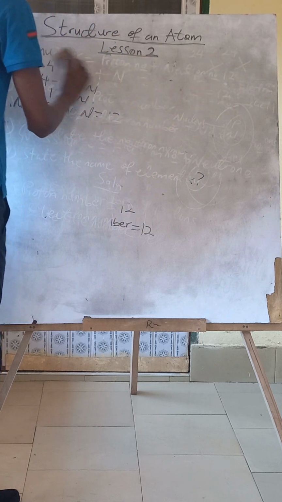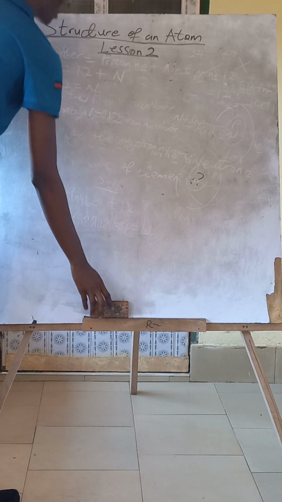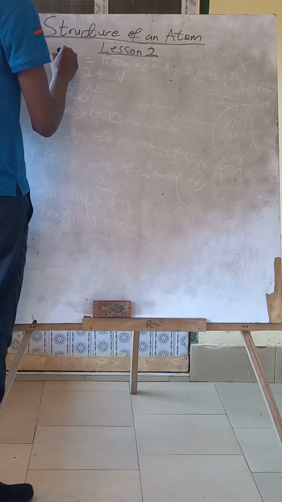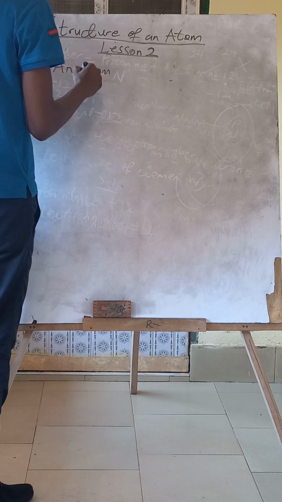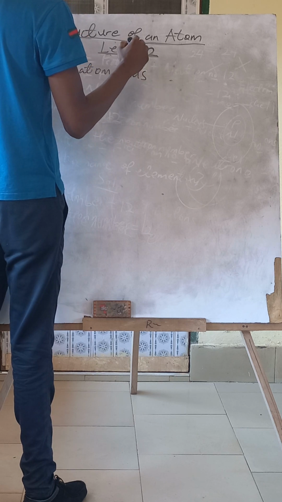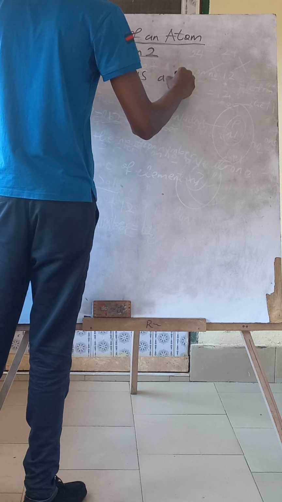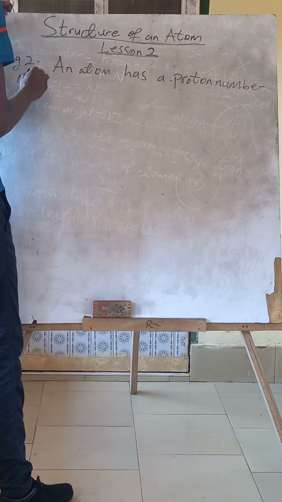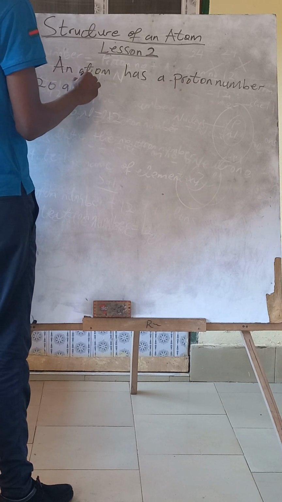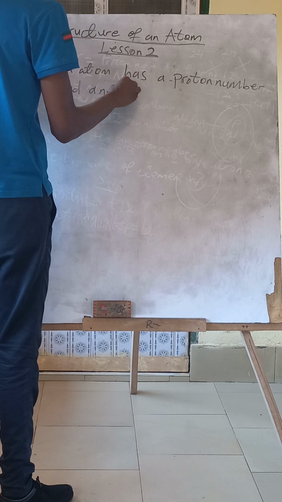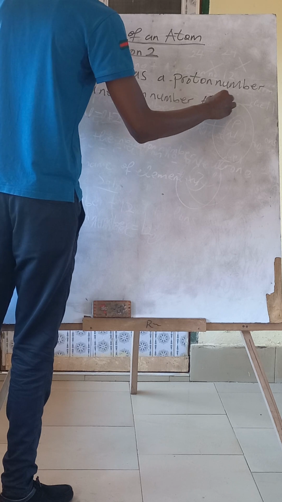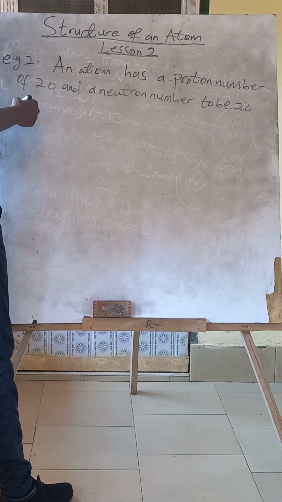Let us consider another example, and this example will be in the form of a statement. Example 2. An atom has a proton number of 20 and a neutron number also to be 20.